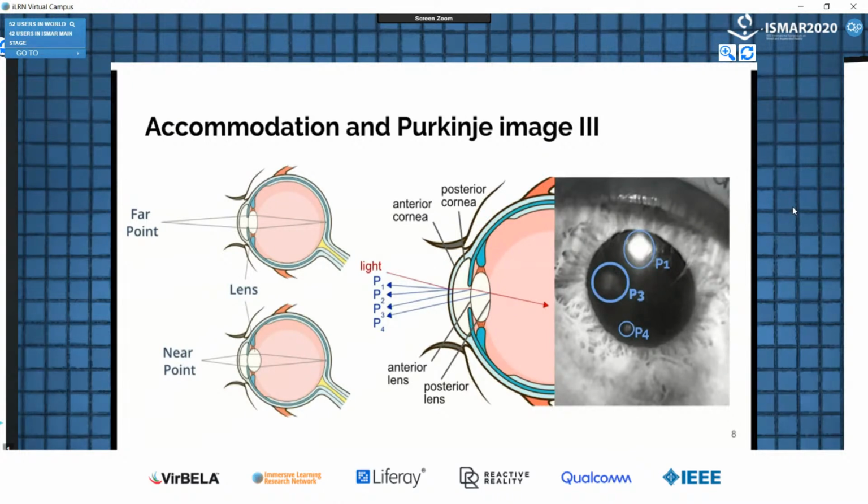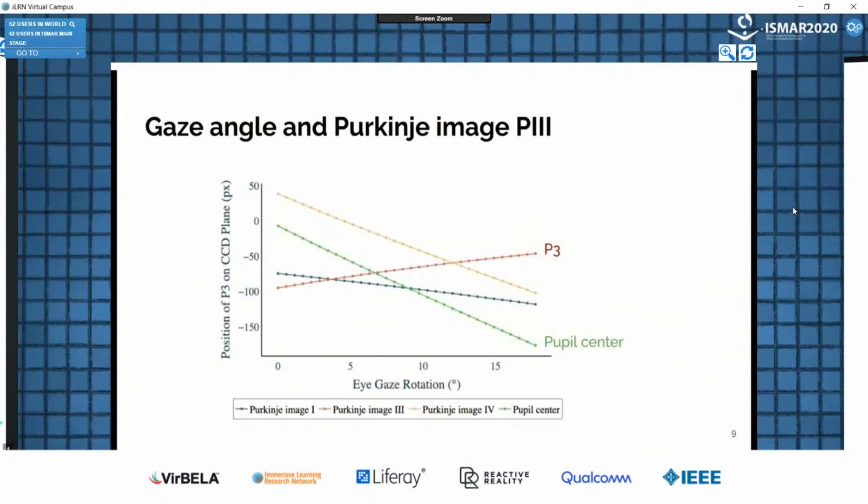Since the curvature of anterior lens surface changes more than the posterior one, we only track the movement of the third Purkinje image. In the meanwhile, we also found that the third Purkinje image can surprisingly improve the gaze angle estimation. This image illustrates the position movement of pupil center and Purkinje images while eye rotates. The third Purkinje image moves in the opposite direction relative to others. Jointly considering the pupil center and the third Purkinje image enables more sensitive gaze angle tracking.